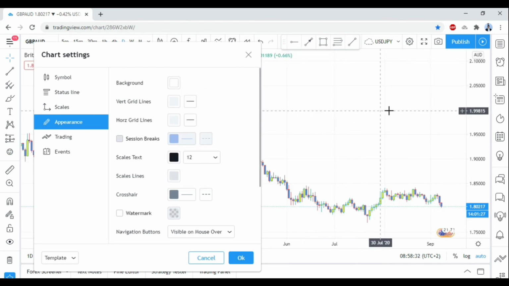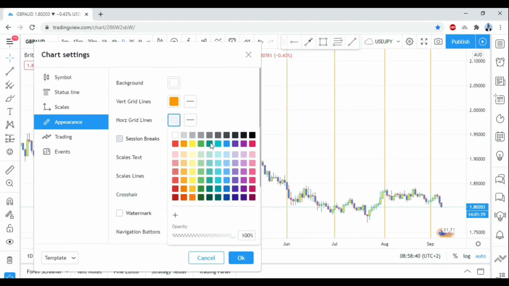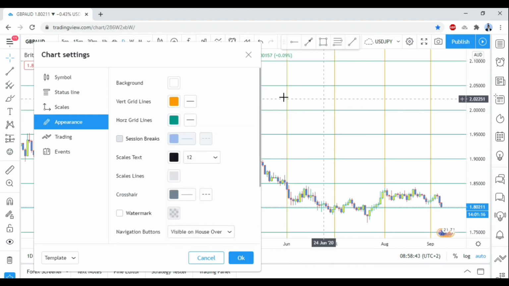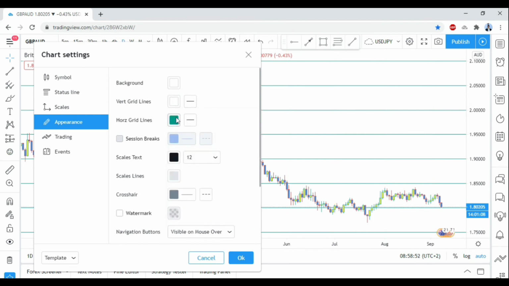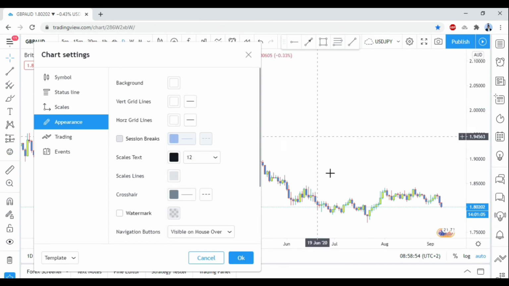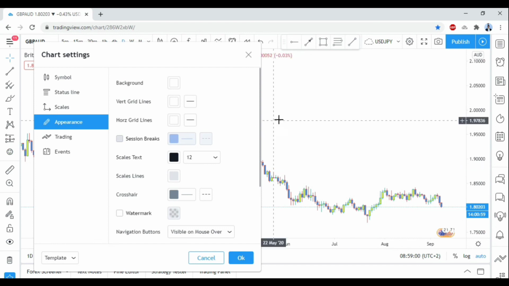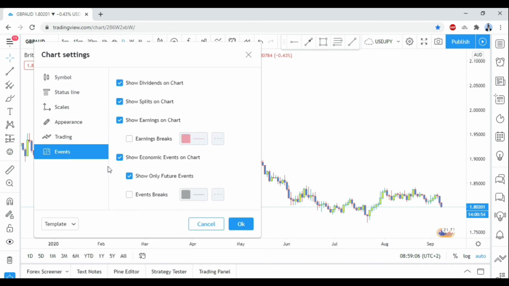Then these subtle vertical grid lines you can also change, so you can give it different colors, make the vertical and the horizontal lines different colors as well, so whatever works best for you. Me personally, I like to make my grid lines white so that they disappear in the background, so that I can just purely focus on the price action at hand. So then you can even go to the events tab over here, and you can select the different economic events that you would like to be displayed on your chart.